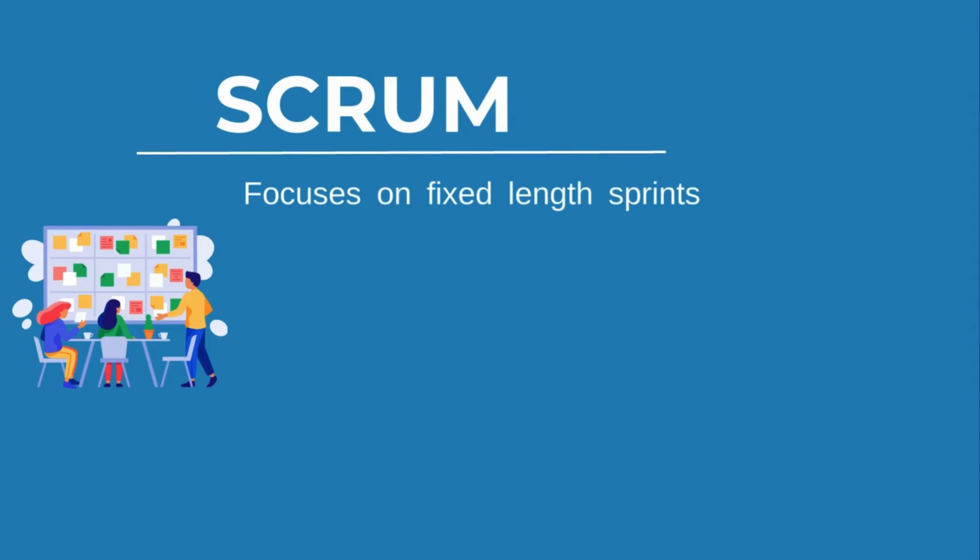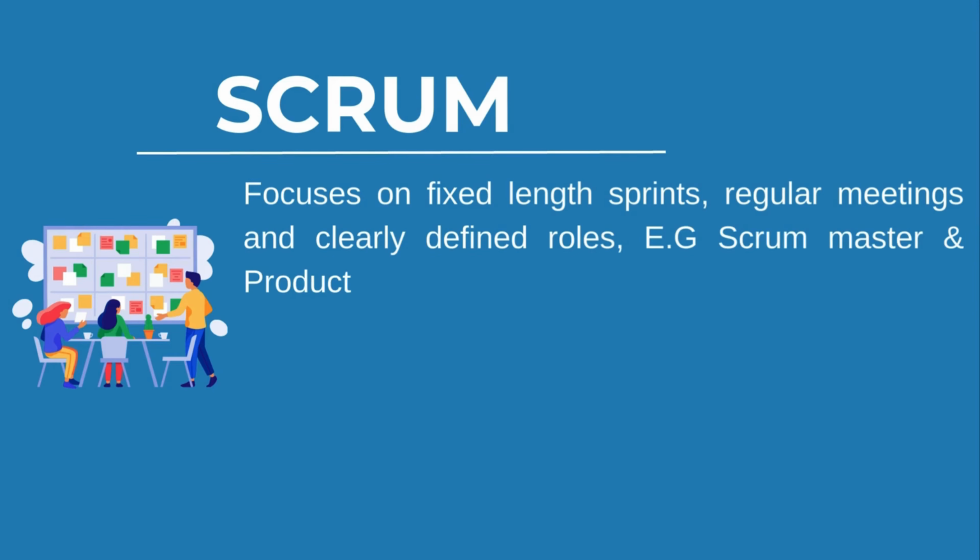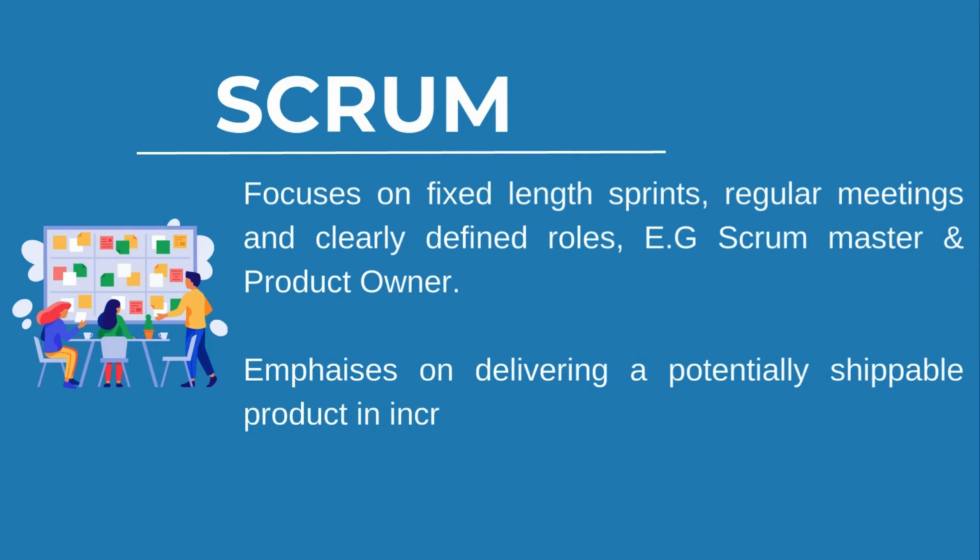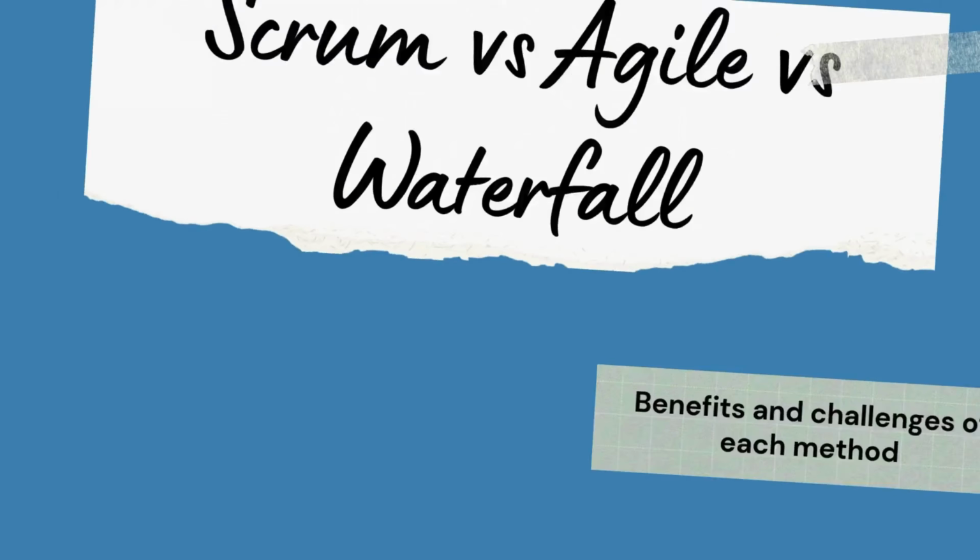Scrum. This is a specific framework within Agile. It focuses on fixed length sprints, regular meetings, and clearly defined roles, like a Scrum Master and a product owner. It also emphasizes delivering potentially shippable product increments after each sprint. For example, a startup launching an MVP quickly and iterating based on user input. So now that you know what they are, let's look at why you'd choose one over the other.